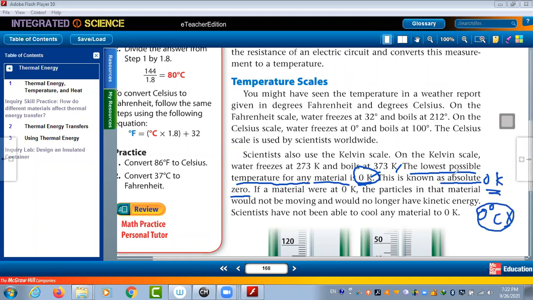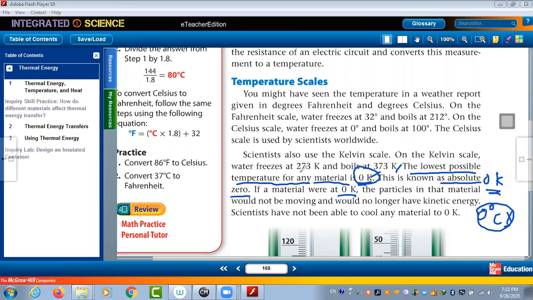Okay, pay attention to this one. Absolute zero is the lowest possible temperature for any material, and it is 0 Kelvin. The second point: if a material were at 0 Kelvin, the particles in that material wouldn't be moving and would no longer have kinetic energy. So at absolute zero, what happens to the kinetic energy? There is no kinetic energy.